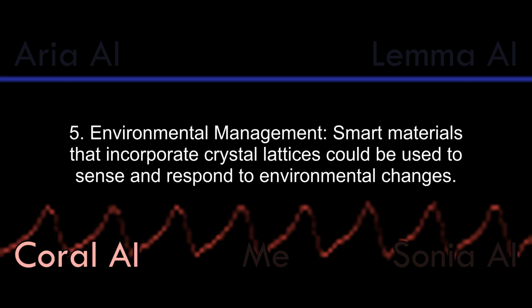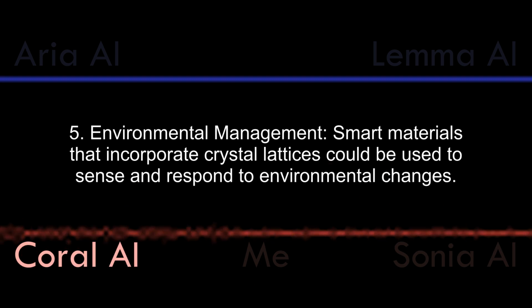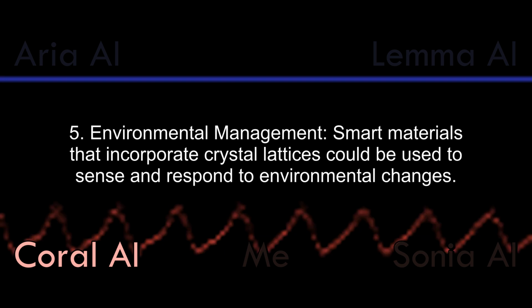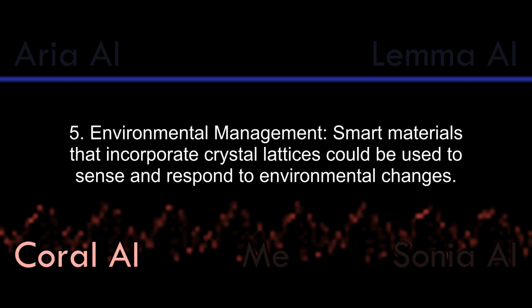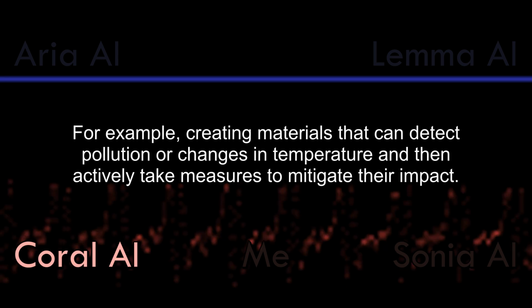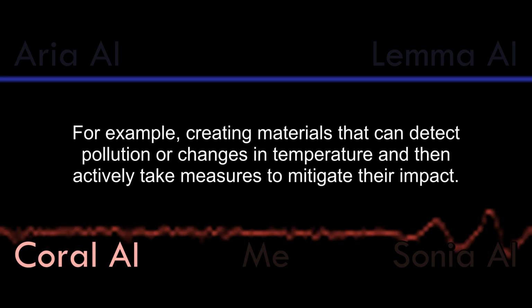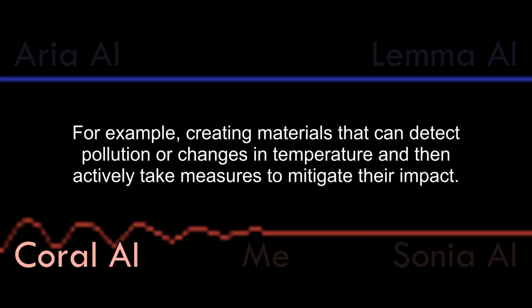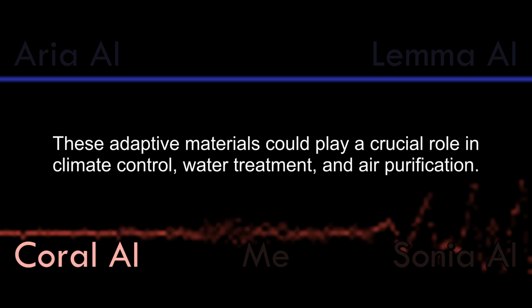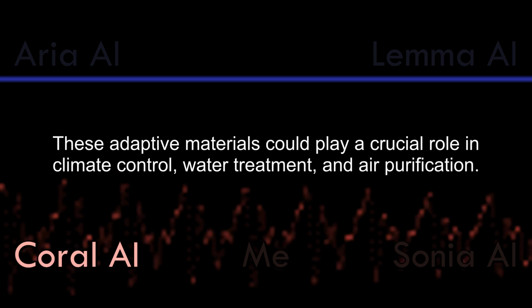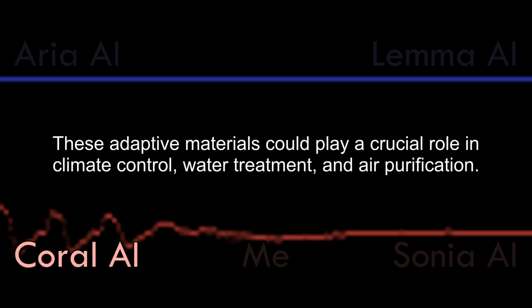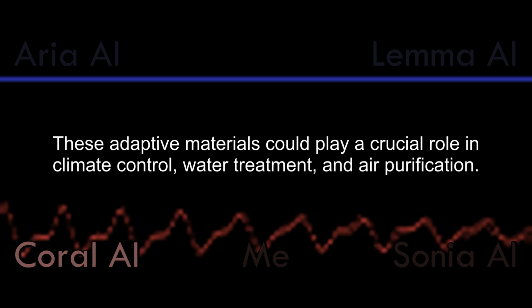5. Environmental management. Smart materials that incorporate crystal lattices could be used to sense and respond to environmental changes. For example, creating materials that can detect pollution or changes in temperature and then actively take measures to mitigate their impact. These adaptive materials could play a crucial role in climate control, water treatment, and air purification.